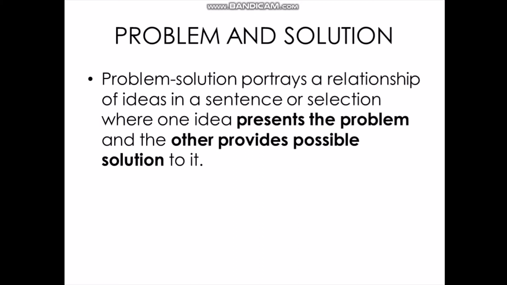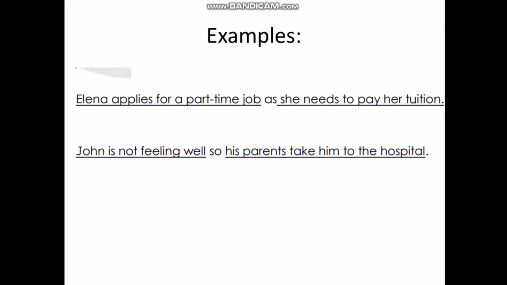So, what is problem and solution? Problem and solution portrays or shows a relationship of ideas in a sentence or selection where one idea presents the problem and the other provides a possible solution to it. Examples. Elena applies for a part-time job as she needs to pay her tuition. Based on this sentence, what is the problem? Good job. The problem is that she needs to pay her tuition. So, the solution would be Elena applies for a part-time job.